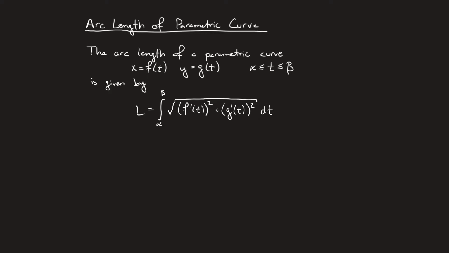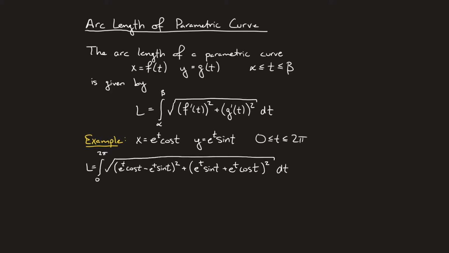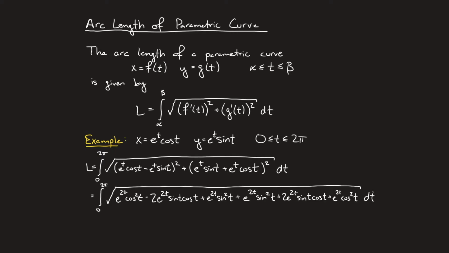So let's try to apply this to the example x equals e to the t cosine t and y equals e to the t sine t. We plug these right into the formula for arc length, finding the derivatives to be e to the t cosine t minus e to the t sine t and e to the t sine t plus e to the t cosine t. Once we square these terms out, we find that a couple terms cancel.